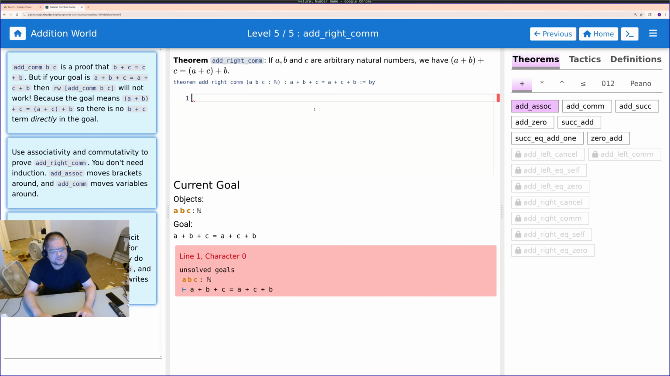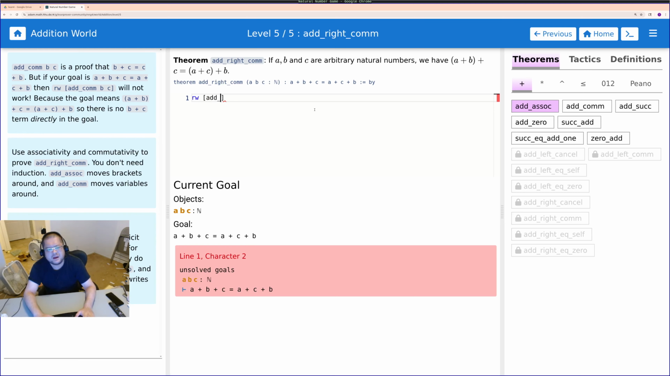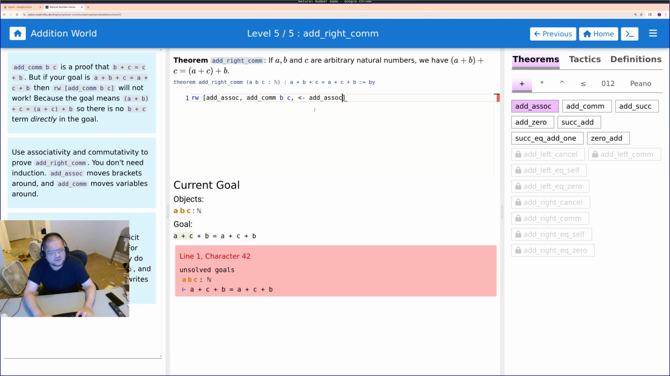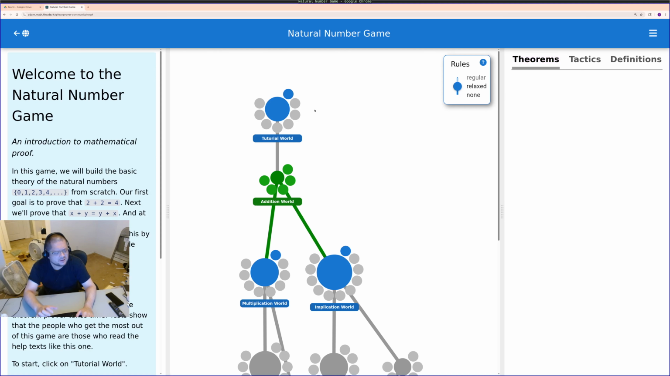Right, commutative. This is probably the case we can use add associative, and then add commutative B and C, and then add associative backwards. ACB, and now we're done.